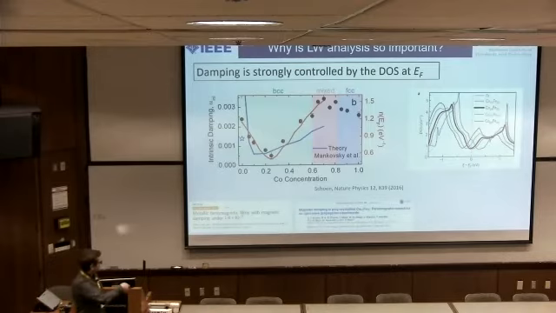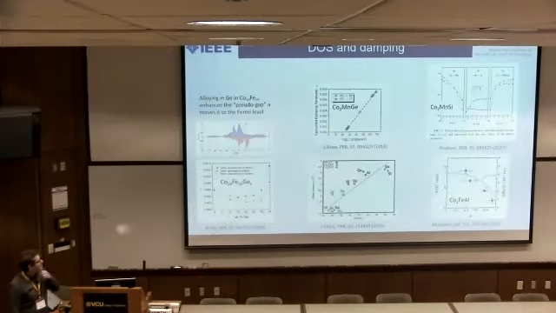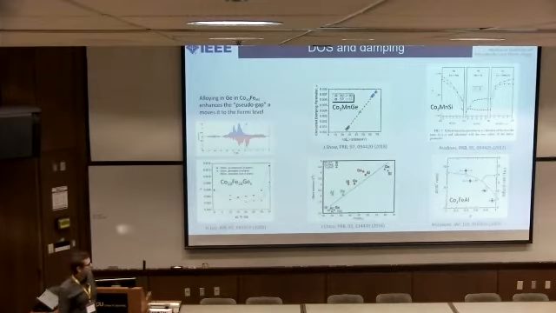And I'll just mention that there were a couple other works that also reproduced this work. We're not the first to actually show that correlation between density of states and damping, as given by these references here. These are usually done in what we call half metals.